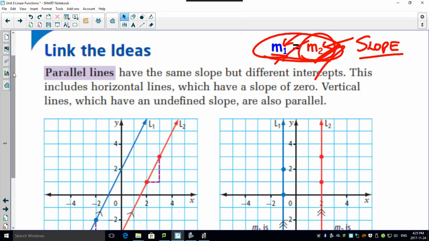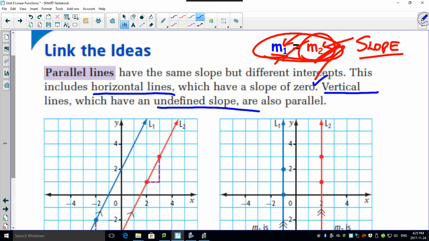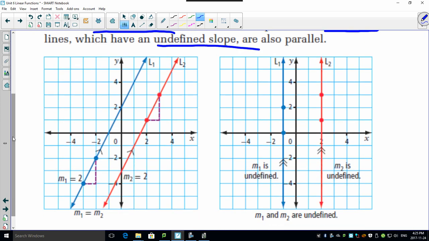Okay, this also includes, which is really neat, horizontal lines, which have the same slope of 0, and vertical lines which have that undefined slope. Those are also considered to be parallel. What am I talking about? Let's clarify it right here, right now. Look at this particular one. I've got this beautiful blue line going like this. If we figure out the slope of this, the rise of 2, run of 1, we figure out the slope to be 2 over 1 or just plain old 2. And that's one of the reasons why they put m1 is 2 right there.